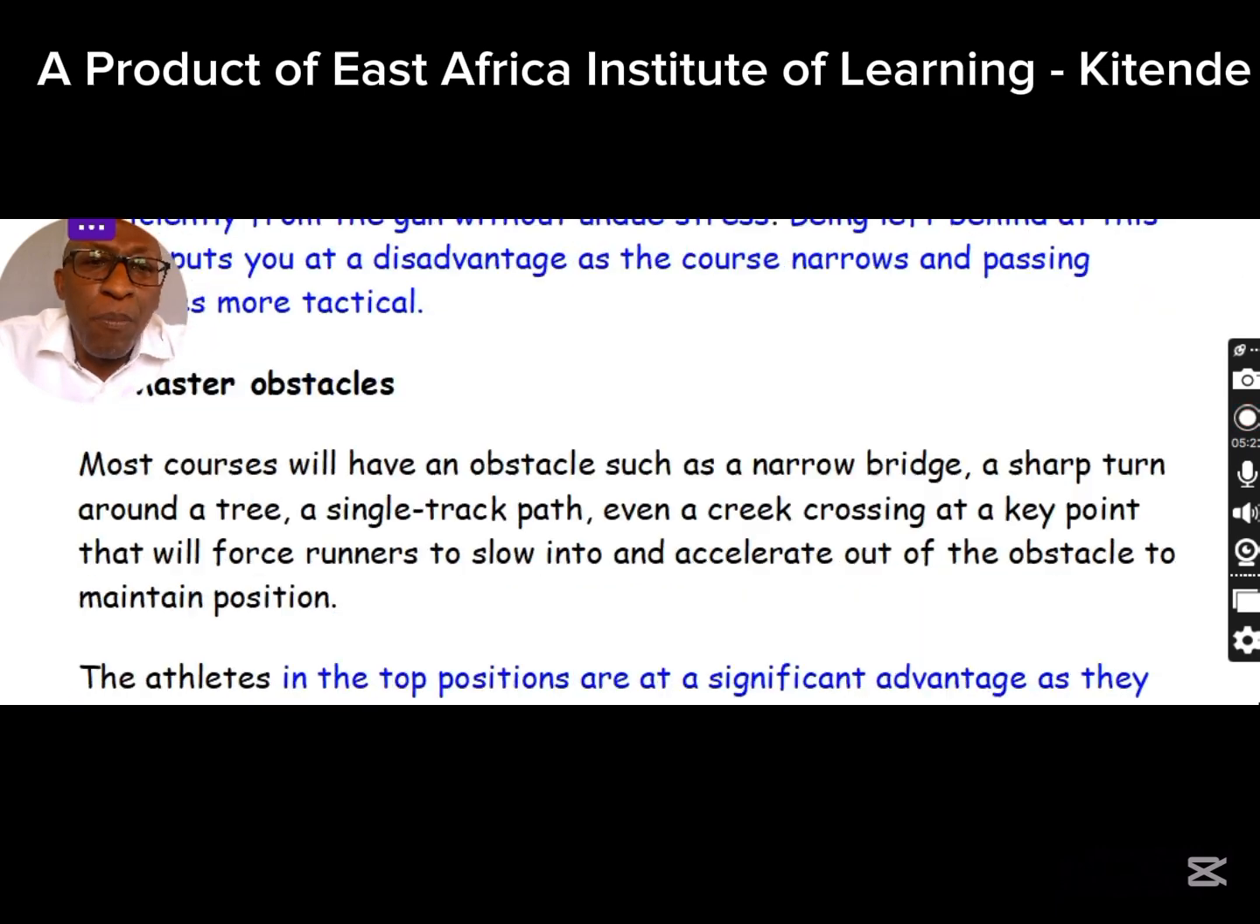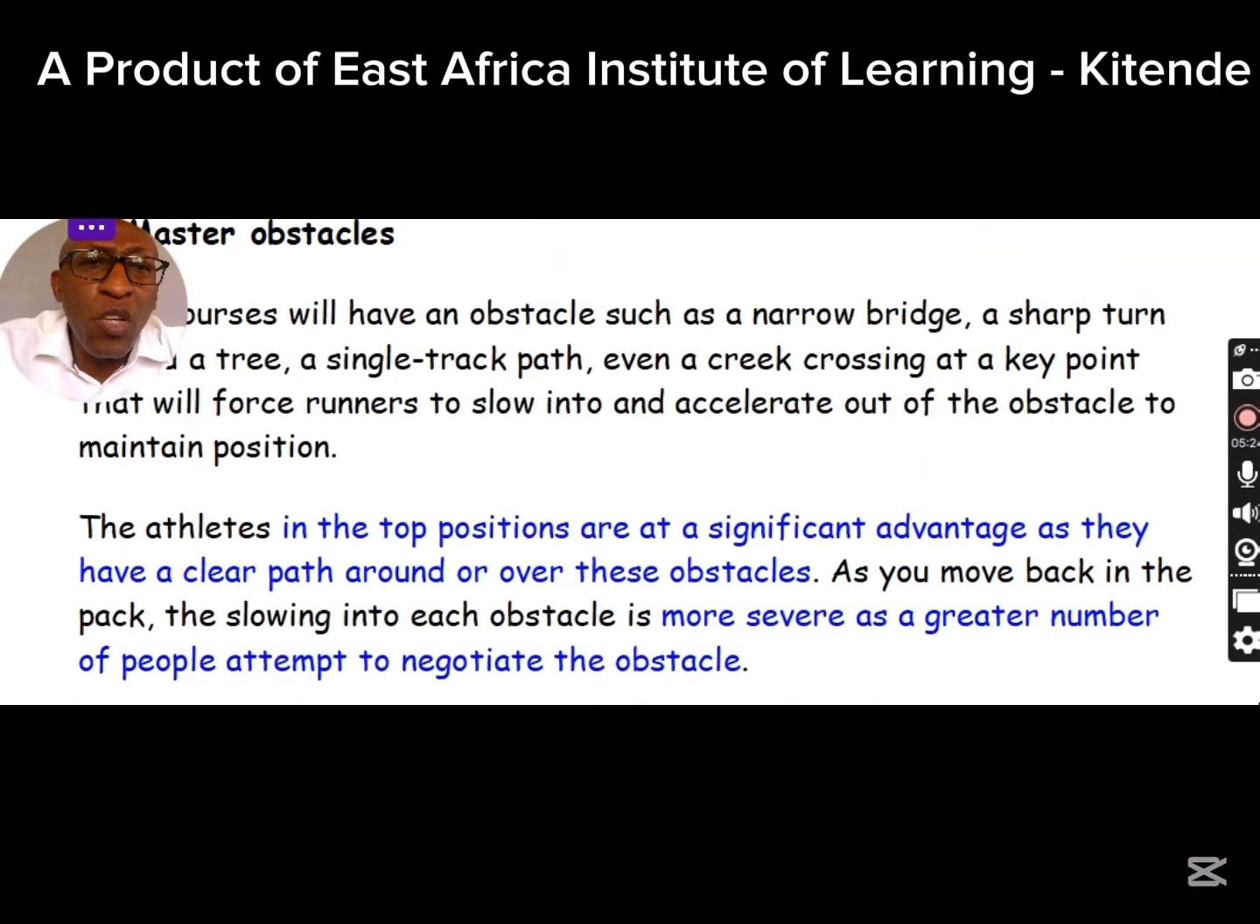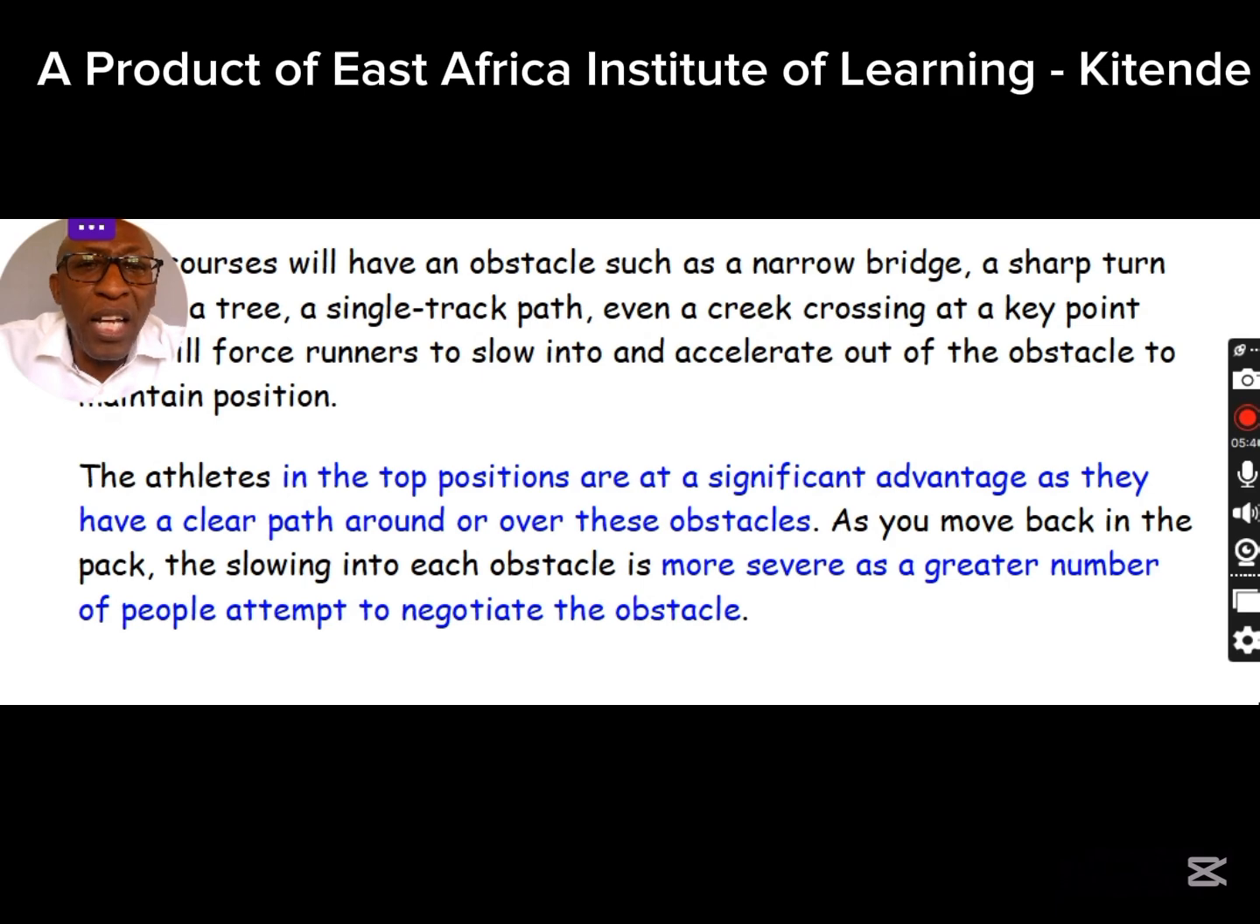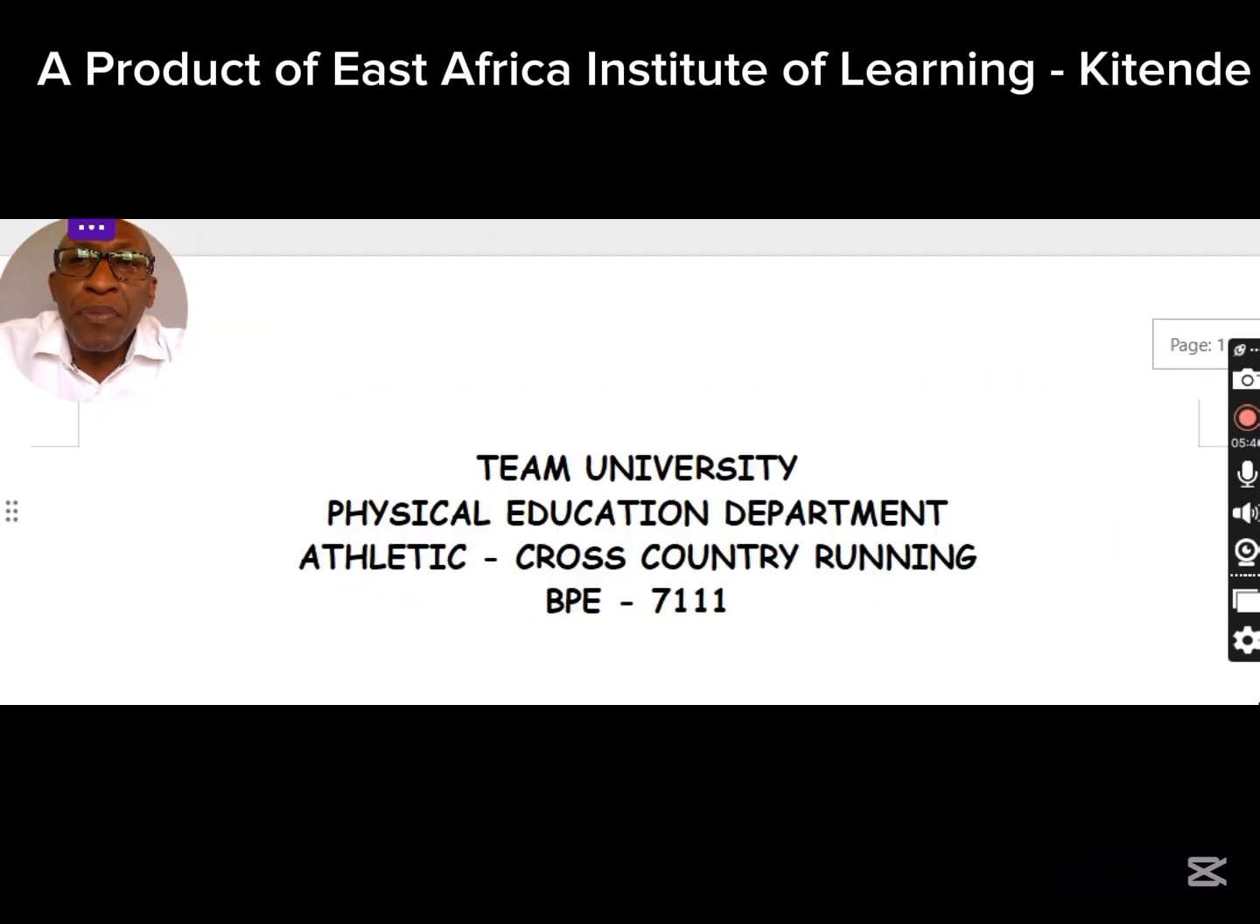Then the other is master obstacles. In mastering obstacles, the athletes that are in top positions, having broken out of the group, have a significant advantage to clear paths where the obstacles are. If you remain within a bigger grouping, you have a challenge to navigate obstacles. So that marks the end of cross-country running. Thank you.